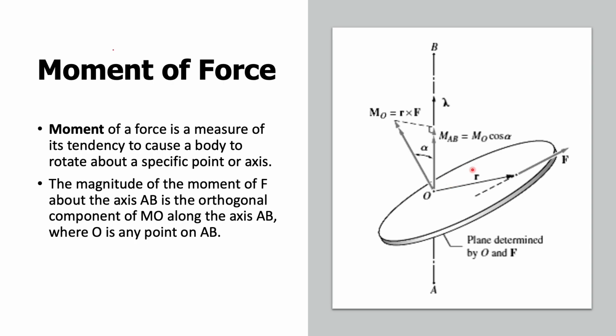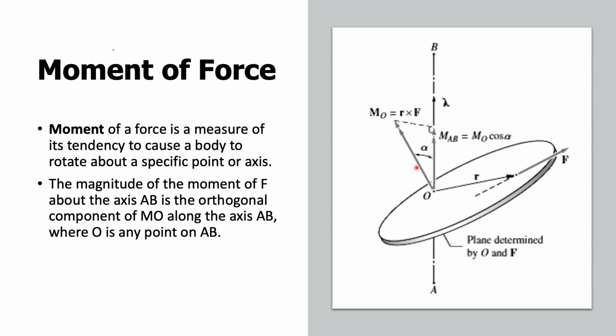This occurs every time a force is applied so that it does not pass through the centroid of the body or the axis of the body, and the moment is due to a force not having an equal and opposite force directly along its line of action. Now, for example, in this picture, if I apply a certain force here at a point which has a distance r from the axis of rotation AB.